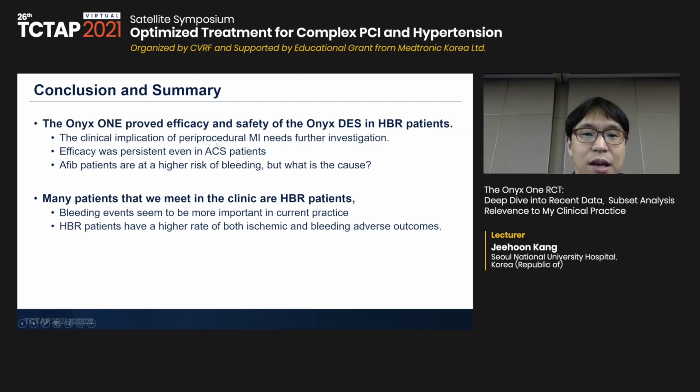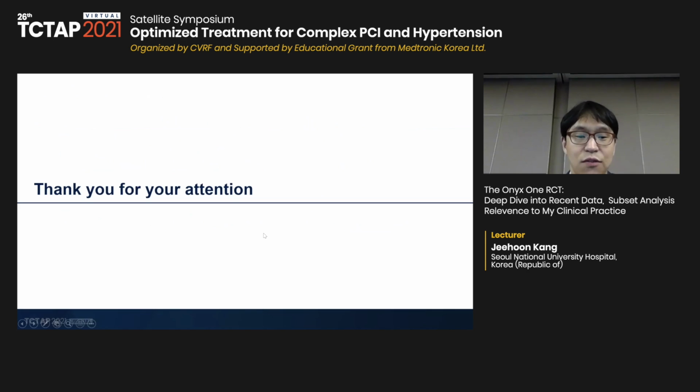The clinical implication of periprocedural MI needs further investigation, and the efficacy and safety of the Onyx was persistent in ACS patients. AFib patients had a higher bleeding risk, but this may be because of the medication that we prescribe to AFib patients. Also, many patients that we meet in the clinic are HBR patients, and bleeding is an important factor that we should control. And it is well known now that HBR patients have a higher risk of both ischemic and bleeding adverse outcomes. Thank you for your attention.